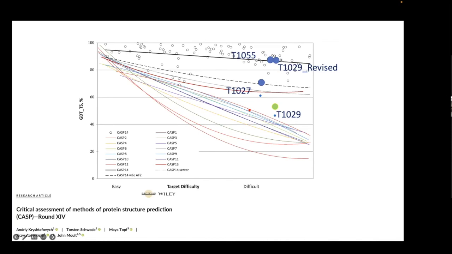And the other thing that's shown here are, as Nick talked about, the 3 NMR structures, T1027, T1055, and T1029, which came out with a very poor GDT score initially, but based on interactions with this group, we recognized there were problems with their data, and they redetermined their structure, T1029 revised with the data, and you see that it now actually matches the AlphaFold prediction quite well.